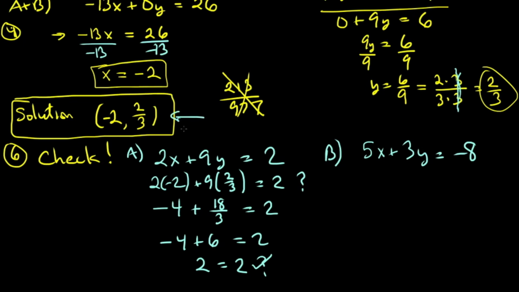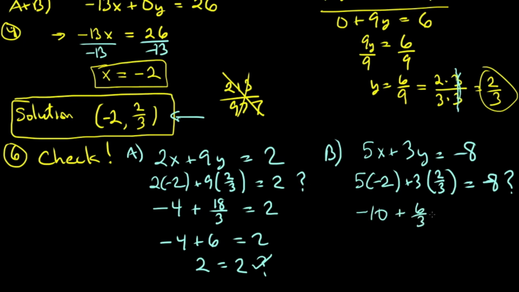Okay, so let's take the same x equals negative 2 and y is equal to 2 over 3, plug them in, and let's see if we get negative 8 here, right? So 5 times negative 2 is negative 10. 3 times 2/3, well, 3 times 2 is 6. 6 divided by 3 is 2. So this is negative 10 plus 2 equals negative 8. And sure enough, negative 10 plus 2 is negative 8. So equation B is also correct. So now we know that this solution is correct.